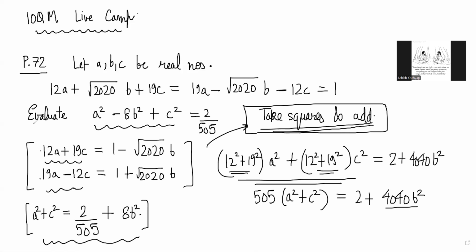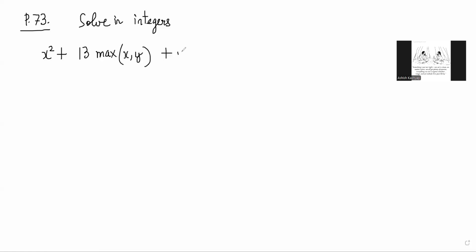Then the next one was problem 73, which was an equation in integers. Solve in integers. You have x square plus 13 times max of x comma y plus y square is equal to 2020. This one you could have gotten, I think. Yes, sir. But my solution is a little long.